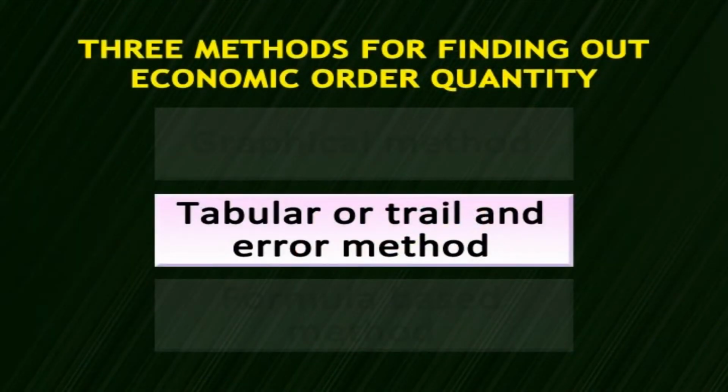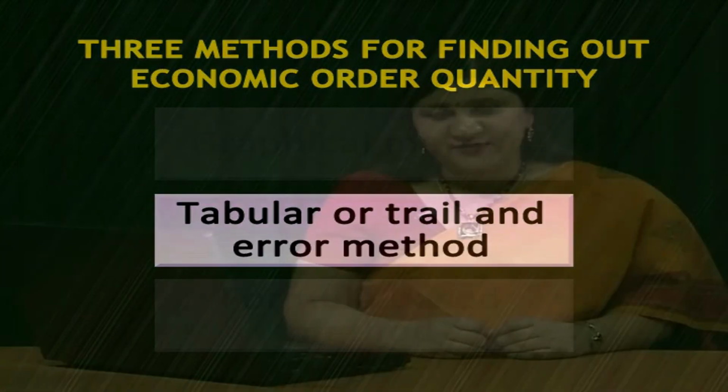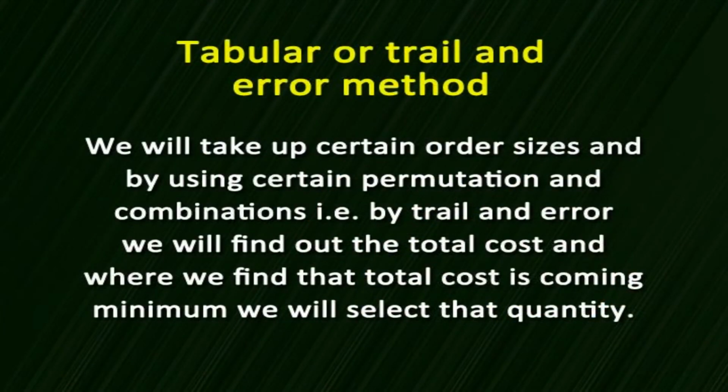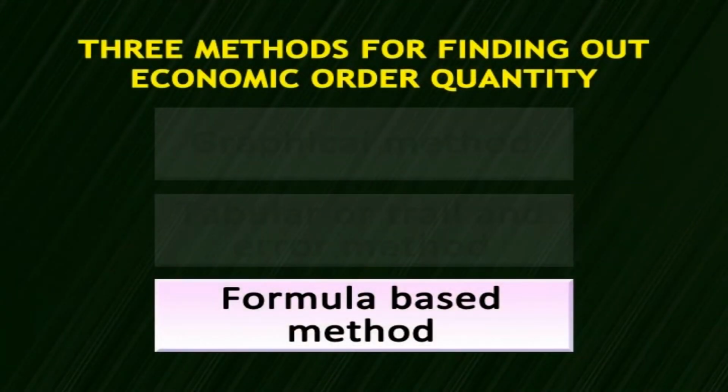Now students, we will learn another technique which is known as trial and error method. In this case, we will take up certain order sizes, and by using certain permutations and combinations, that is by trial and error, we will find out the total cost, and wherever we find that total cost is coming minimum, we will select that quantity. But this method is not as prevalent as the other 2 methods. Now the last method is formula based method.